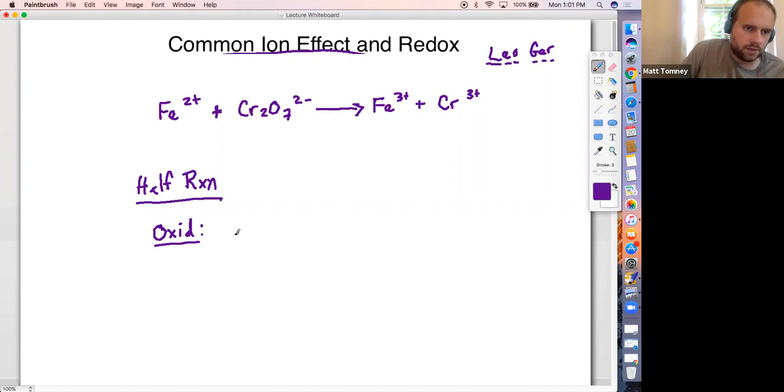This is where you're going to have to understand your redox numbers. Okay, this one is fairly easy to tell which one's being oxidized. What is oxidation? A loss or a gain in electrons? A loss. Loss of electrons is oxidation. Okay, so in this case, iron is oxidized. Why? Because iron is going from 2+ to 3+.